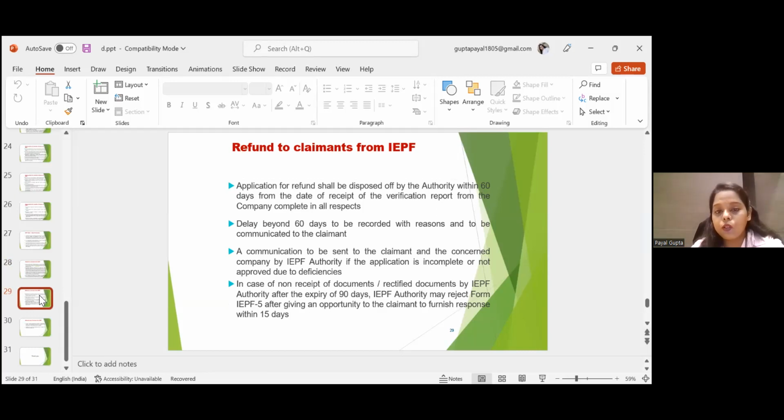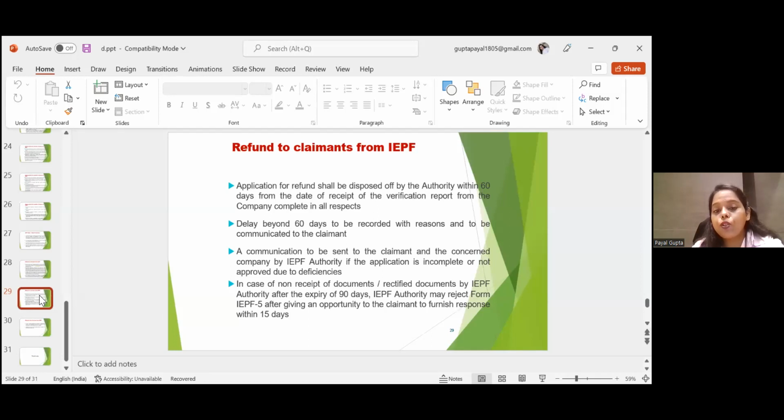Okay, now we are reading. Application for refund shall be disposed of by the authority within 60 days from the date of receipt of the verification report from the company, complete in all respects. Beyond 60 days, if there is anything that they are not able to do, they have to give the reason to be communicated to the claimant.